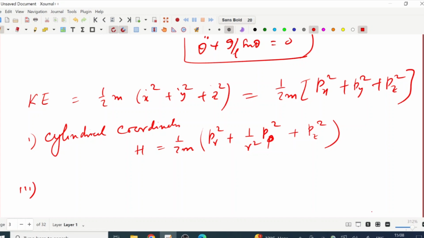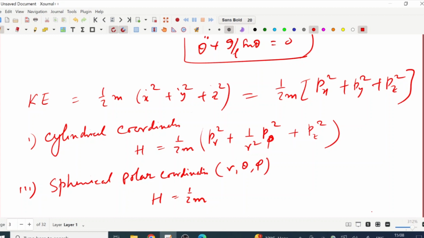Similarly, in spherical polar coordinates, the Hamiltonian will be 1 over 2m. Spherical polar coordinates are r, theta, phi, and cylindrical coordinates were r, phi and z. And you should remember the relation between Cartesian and these coordinate systems. So, it will be p r square plus r square p phi square plus r square sin square theta, no, p theta square, and then you will have p phi square.